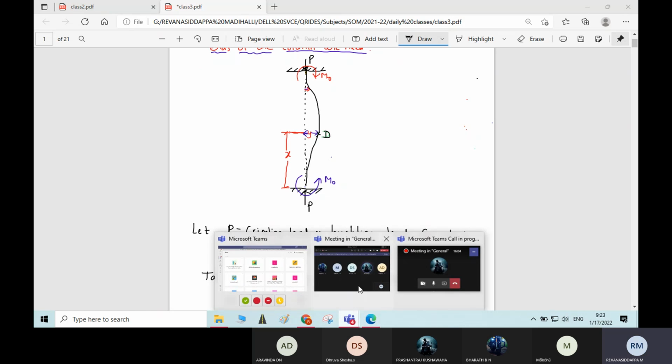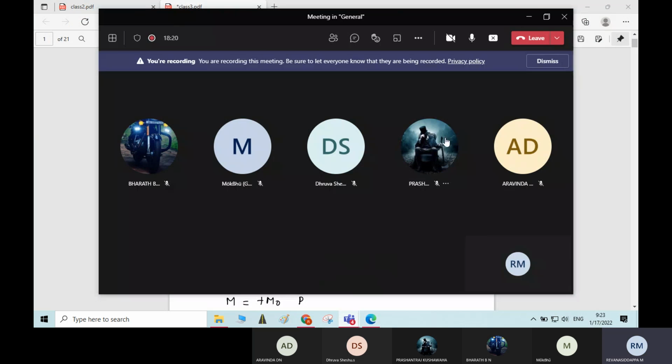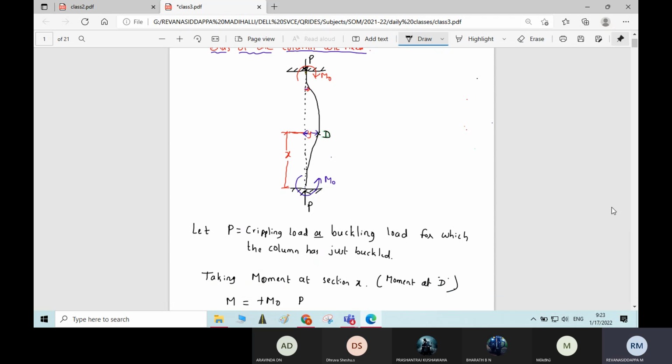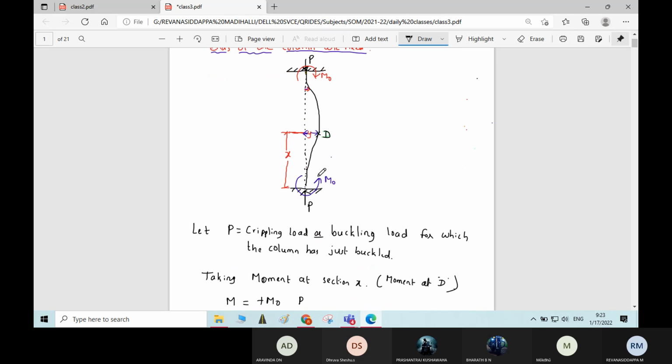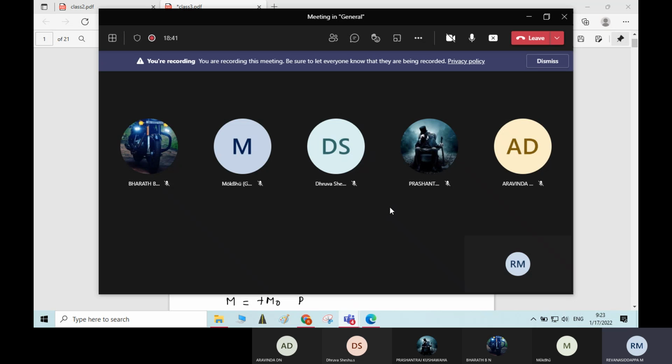You need to respond to the questions which I asked. Whether it may be wrong or right, you need to respond. What is moment of force P about point D?